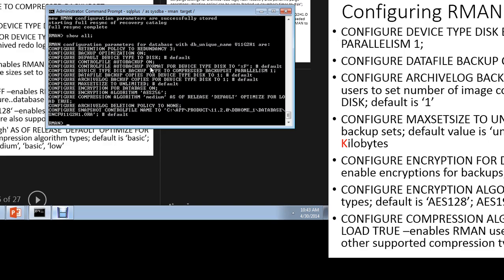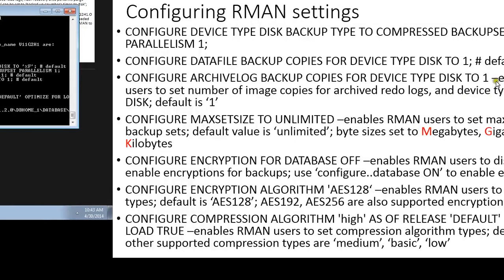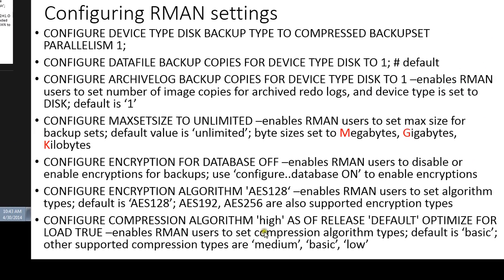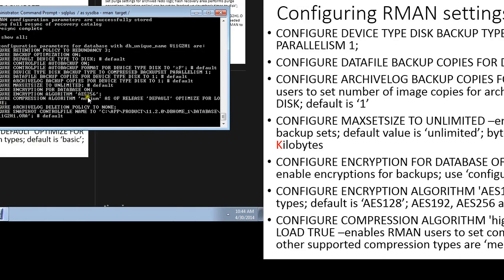There you go. So I just, again, potentially increase my level of security for my backup set. And also you have configure compression algorithm high as of release. It seems really confusing, but what it's saying is this is going to be a compression algorithm. My current compression algorithm is medium. This is going to be used as my default compression algorithm.